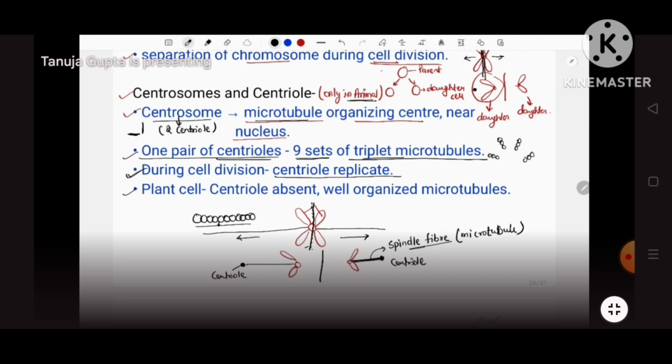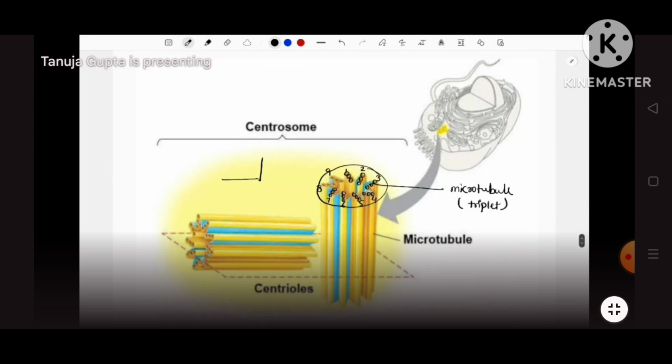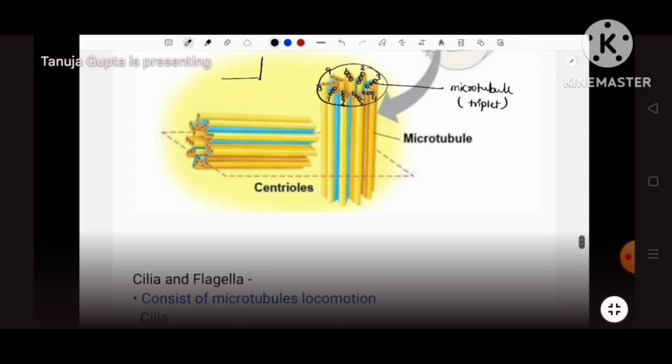But plant cells also divide, because I told you the centrosome and centriole's main role is for division only. Now plant cells also divide, but centriole is absent in plant cells. How do plant cells divide? If they do not have centriole, how will their division take place? There are some well organized microtubules present separately, which are dedicated for this function, for cell division. So here the centriole is absent, but some microtubules play the role of this one.